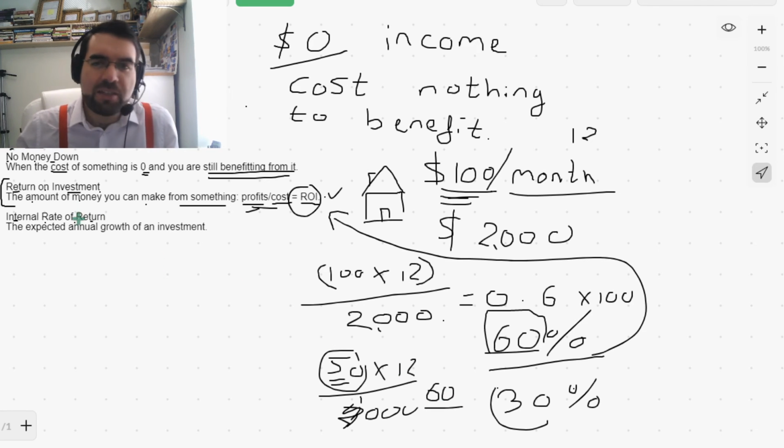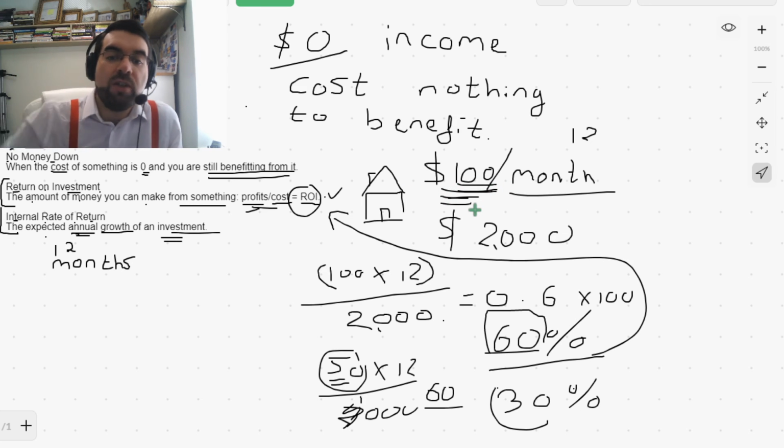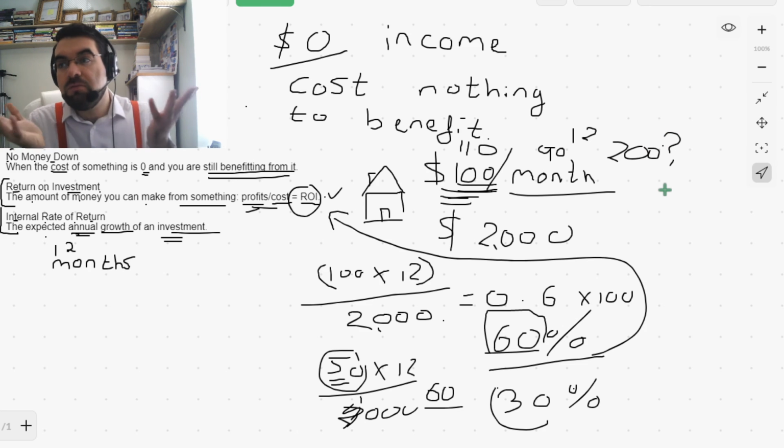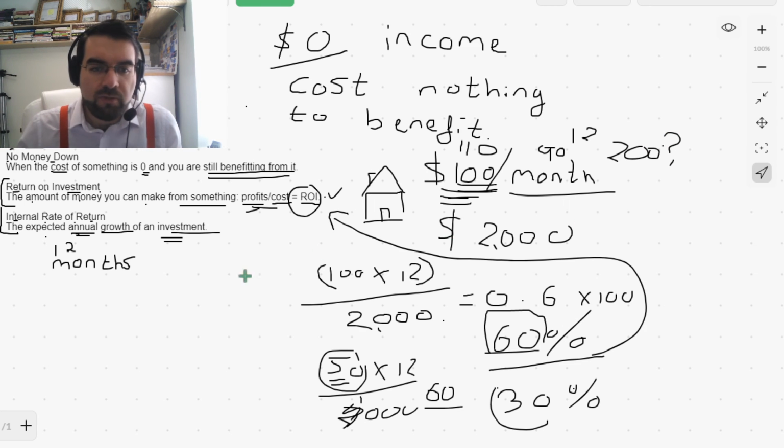So, internal rate of return, the expected annual growth of an investment. Annual, meaning every 12 months, and how it's going to grow. So how does this 100 change 1, 2, 3 years from now? Maybe 110, for example. Maybe down to 90. Maybe 200, perhaps. How is it going to change over the next couple of years? Well, it depends on stuff.